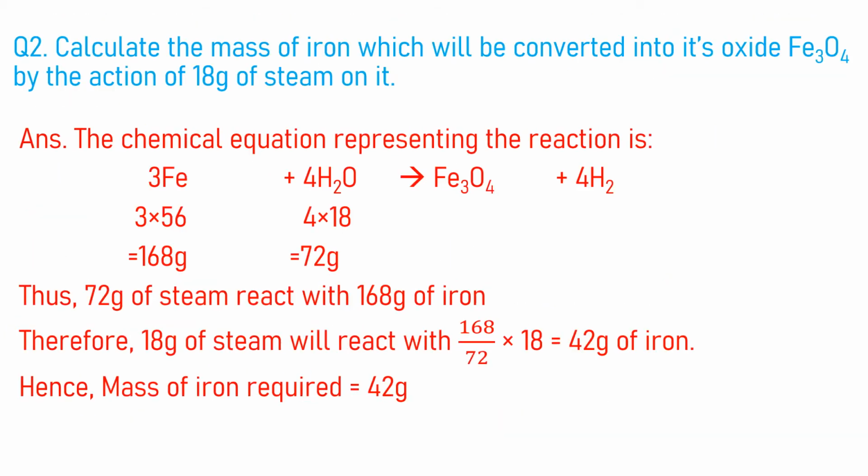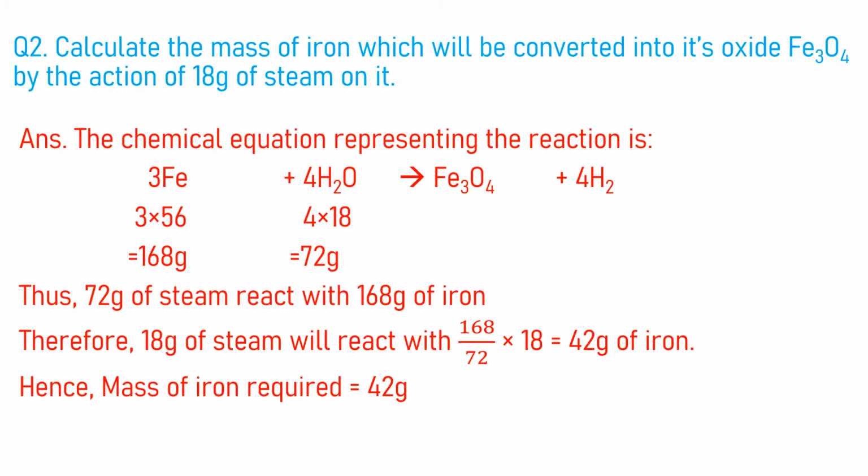So let us discuss one more question: calculate the mass of iron which will be converted into its oxide Fe3O4 by the action of 18 gram of steam on it. The question given here is to calculate the mass of iron which will be converted into its oxide by the action of 18 gram of steam. So our first requirement is to write the balanced chemical equation representing the above reaction.